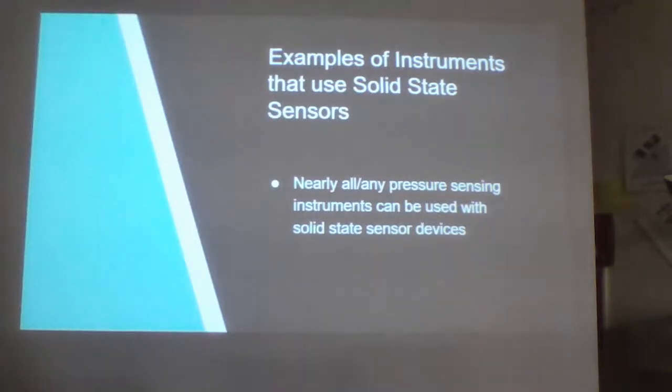So the big difference between solid state sensors and diaphragm or bellows or Bourdon tubes is that you can do either direct sensing or remote sensing depending on the device, and with solid state sensors, you just automatically are doing remote sensing only.